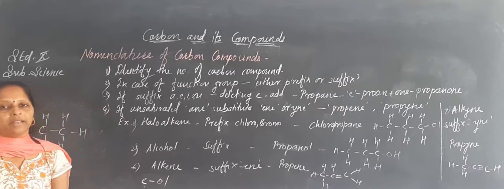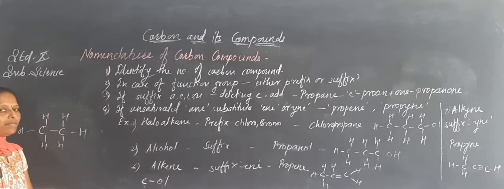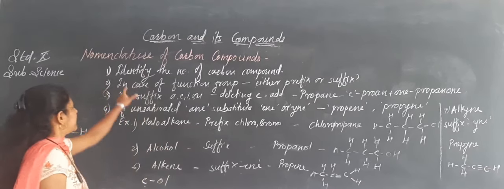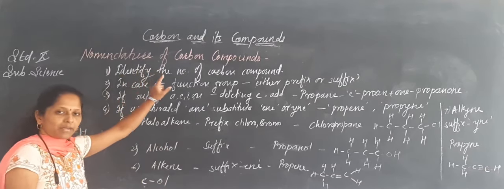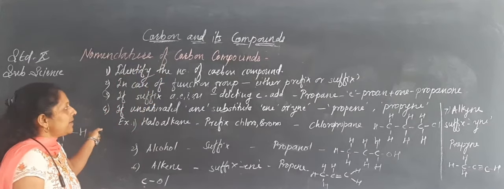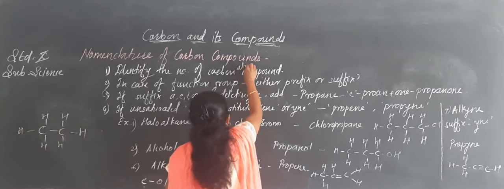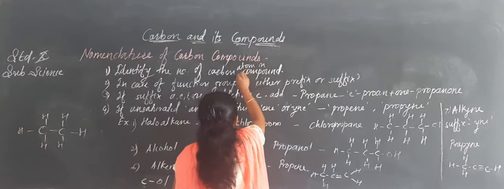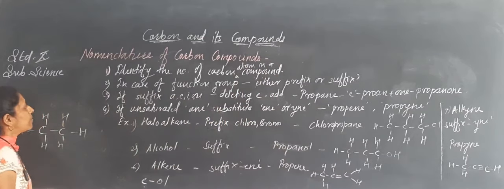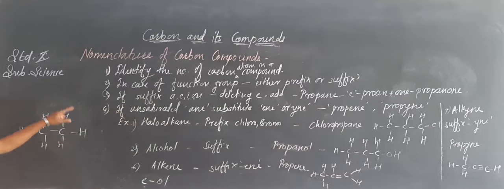Methane means only one carbon atom. Ethane means two are there. So it is ethane. This is the first step: whenever any carbon compound is there, first identify the number of carbon atoms present in the compound, how many carbon atoms are there in this compound.